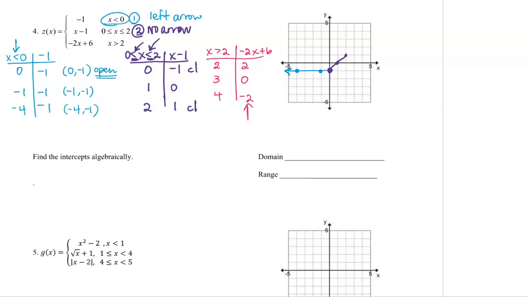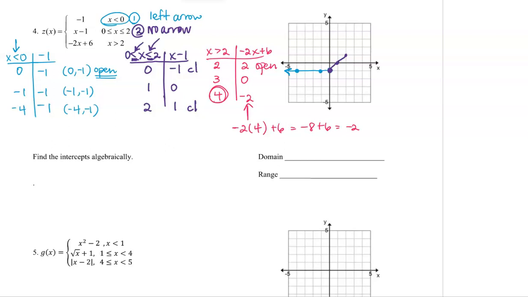So just a quick recap, where am I getting these values from? For instance, -2, I'm plugging in the x value of 4 into this x right here to give me -2 times 4 plus 6, which is -8 plus 6, which is -2. So now I'm going to plot these points, and I will specify that the point 2, 2 is open because this inequality does not include 2.